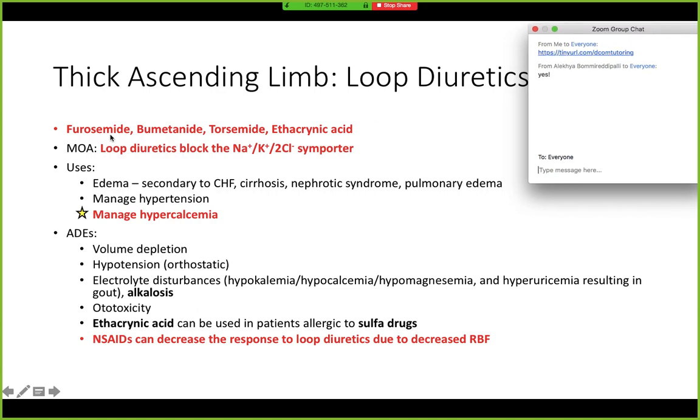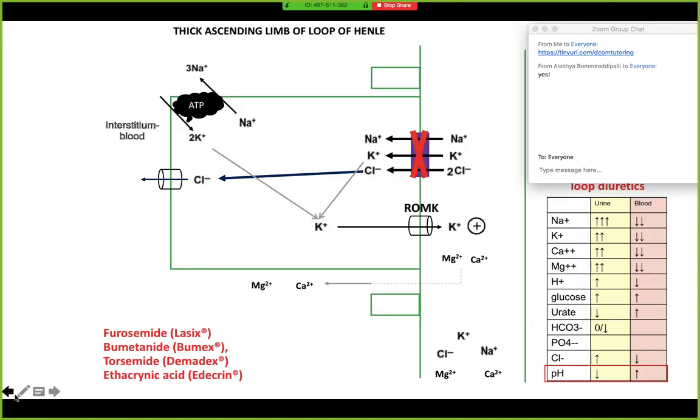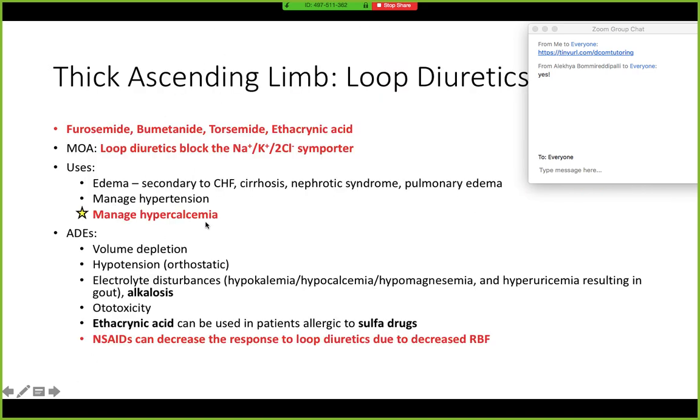Okay, so one very important use of loop diuretics is the fact that they're going to work to manage hypercalcemia. And again, the reason for that is because you have all of these electrolytes leaving through the tubular lumen. So instead of calcium being reabsorbed paracellularly, because you have less electropositivity here, because you have less recycling of potassium, instead it's going to leave through the lumen and enter the urine. So one thing that you can use loop diuretics for is to manage hypercalcemia.